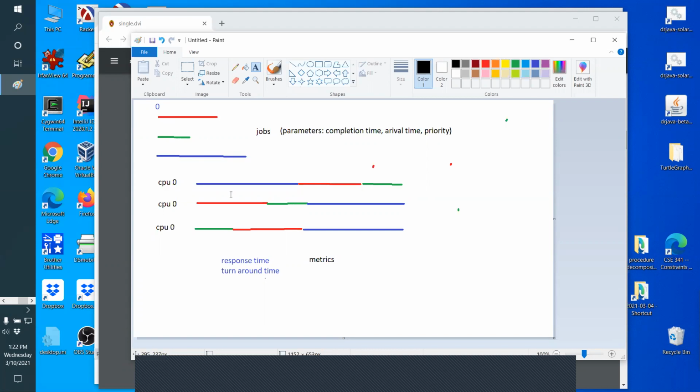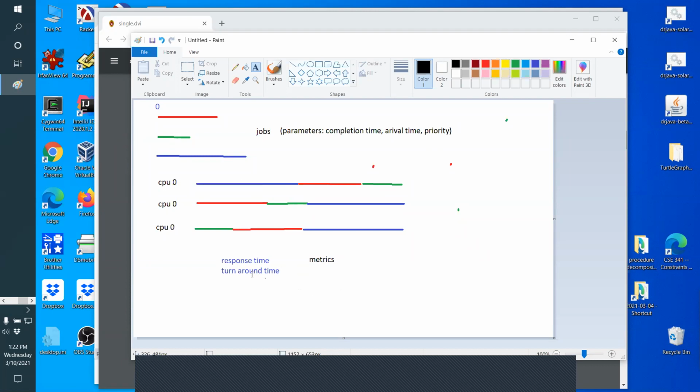So jobs have parameters, and then we have these things called metrics, things that we can measure. The two most important are response time and turnaround time. We want a schedule that optimizes one or more of our metrics. Maybe one metric is really super important to us, response time. Response time is how long someone waits until they get started. It's not measuring how long it takes them to work. Response time just says, when did you get started? How long did you wait until the system responded to you?